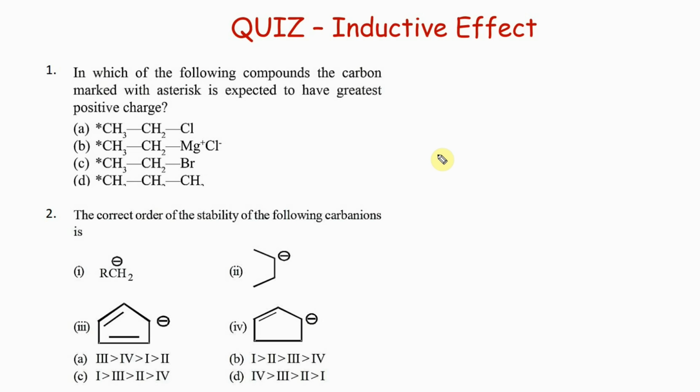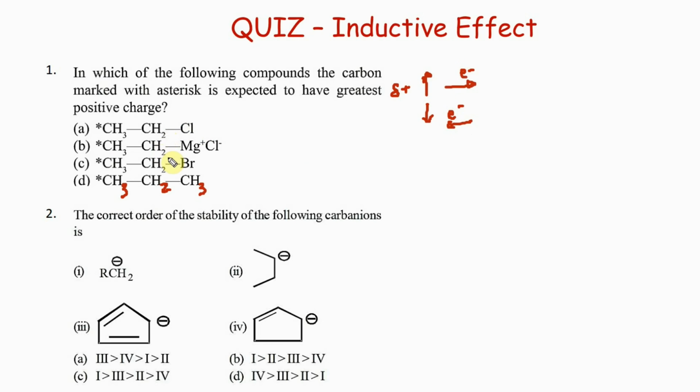Question 1. In which of the following compounds is the carbon marked with an asterisk expected to have the greatest positive charge? They have given you the symbol, these are the carbons. Greatest positive charge means delta positive is high on you, and that happens when someone withdraws a lot of electrons from you. So this increases as electron is taken away from you and decreases as electron is given to you.